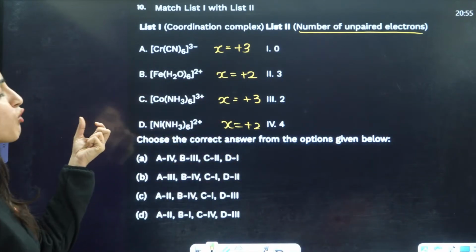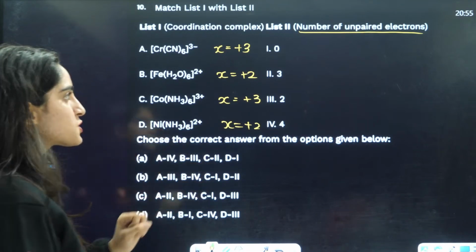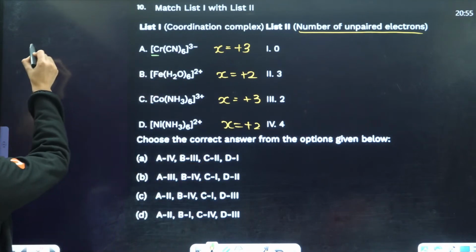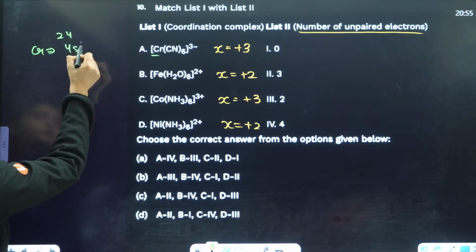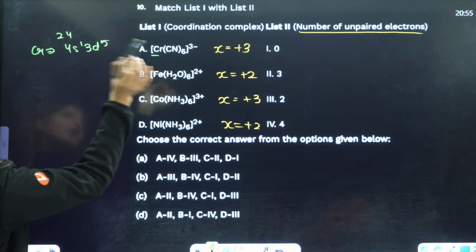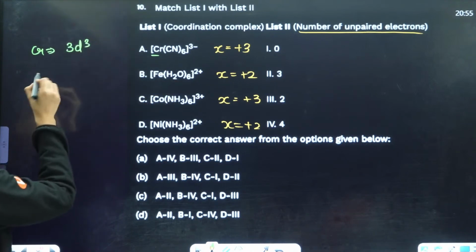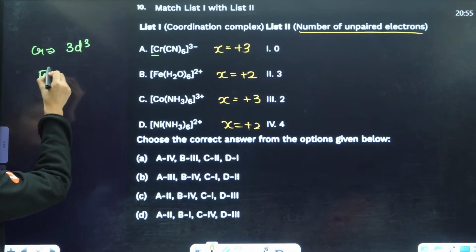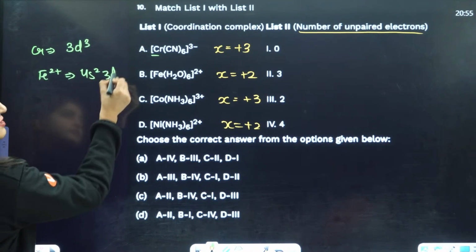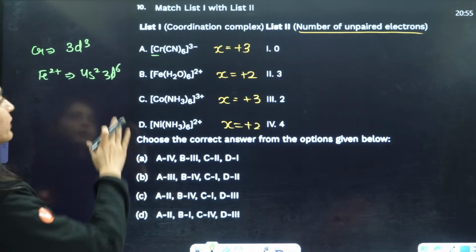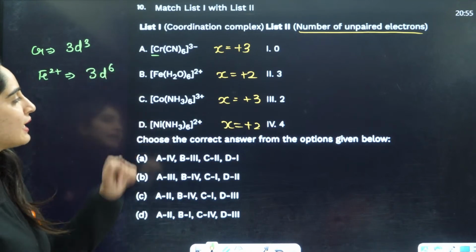Now let us find the electronic configuration in this particular oxidation state. Chromium is 24, so it is 4s1 3d5. Taking out 3 electrons, it becomes 3d3. Then you have iron 2 positive. Iron is 26, so it is 4s2 3d6. Taking out 2 electrons from here, it becomes 3d6, right?